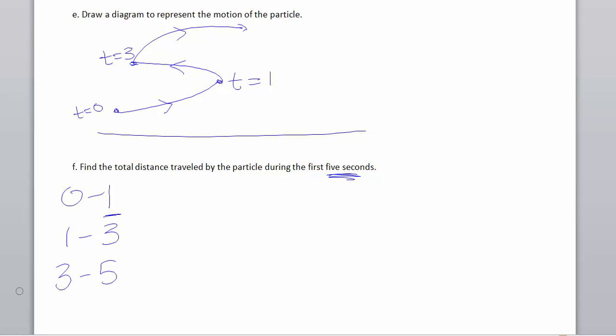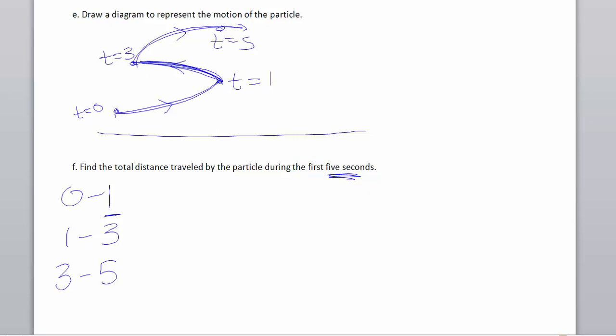So first you have to figure out where the particle changes direction, and then you split it up. So you have to know how far I went from here to here, and then how far I went from here to here, and then how far I went from here to time equals 5. And then I'm going to add these 3 numbers up. This one's actually going to come out negative, but I'm going to take the absolute value.